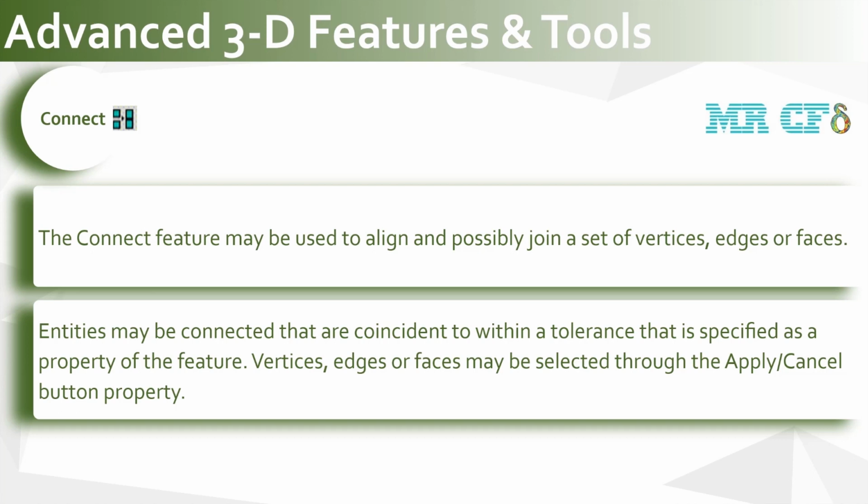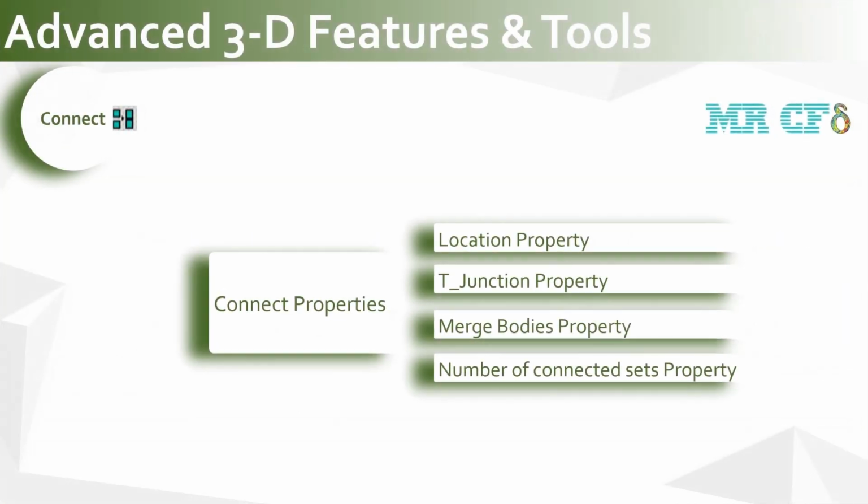Vertices, edges, or faces may be selected through the Apply Cancel button property. It is possible to select entities for which subsets are determined to be coincident to within the user-specified tolerance. When this is the case, the program will identify and connect the entities in each of the subsets. These properties allow you to control the behavior of the feature.